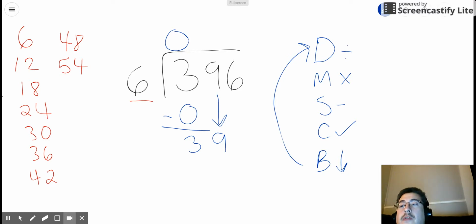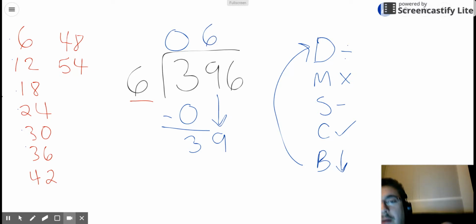without being bigger than 39? So we look at our multiples of 6 in red to the left, and we see that 36 and 42 are the closest multiples of 39, but 36 is the closest without being bigger. So we're going to go with 36 as our multiple. And if we count our multiples, 1, 2, 3, 4, 5, 6, we find that the sixth multiple of 6 gives us 36. So I'm going to write a 6 up above my 9 in the quotient.